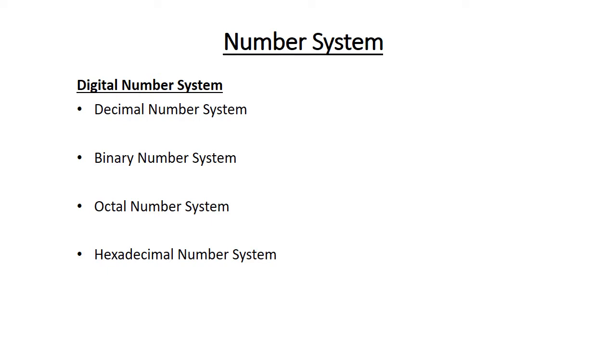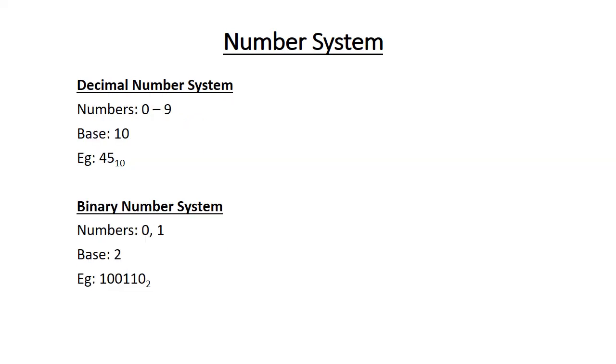There are four main number systems we use: decimal number system, binary number system, octal number system, and hexadecimal number system. Decimal number system contains the numbers 0 to 9, including both 0 and 9. That means the base is 10. Base is 10 in the sense that the total number of digits in the decimal number system is 10, 0 to 9. And it is written in a special manner. For example, 45 is written in a decimal number system. So you have to write like this, 45 to the base 10.